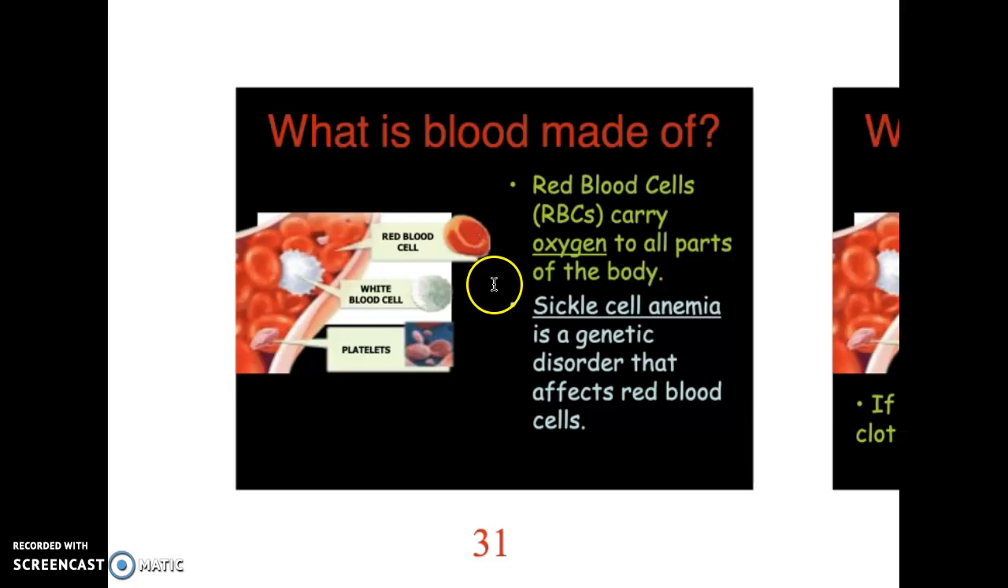Now, a disorder that affects the red blood cells is called sickle cell anemia. This is a genetic disorder, which means that it happens because of something in a person's genes, because of which there is a defect in how the red blood cells are shaped.